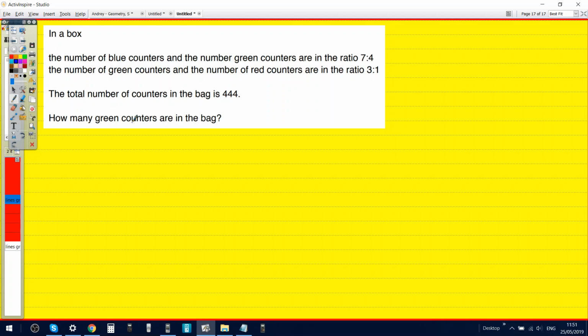Let's try this one. It's similar, but not quite the same. This one's using ratio. The other one was probability. Could you try and get both ratios into one big ratio? So you have to find the lowest common multiple of all of them. And what would that be?